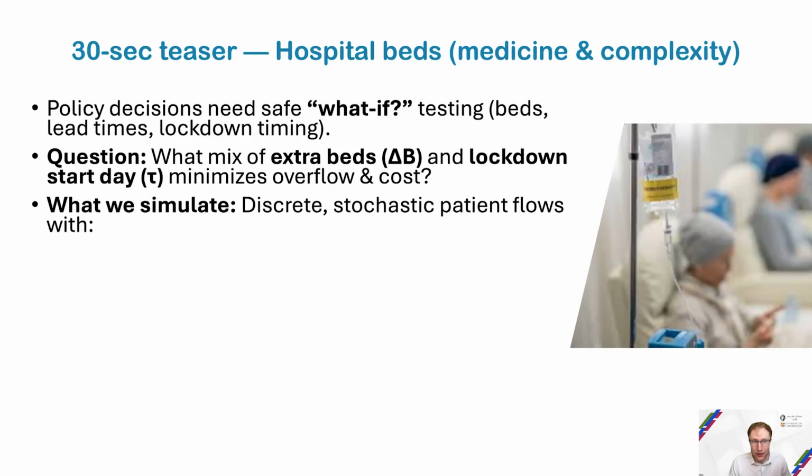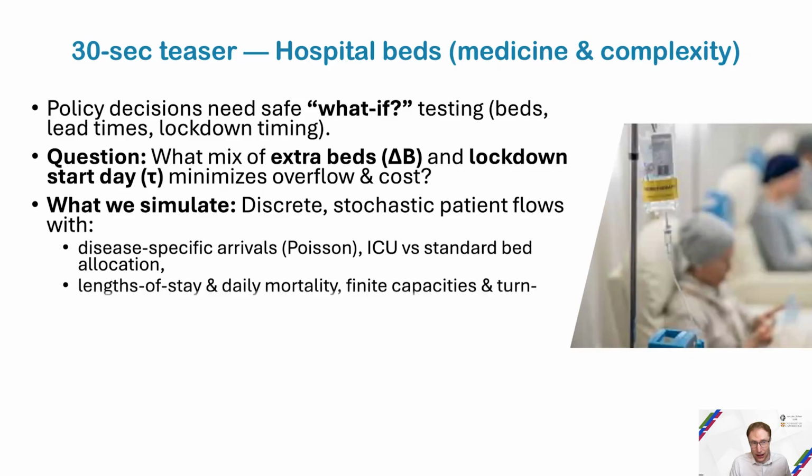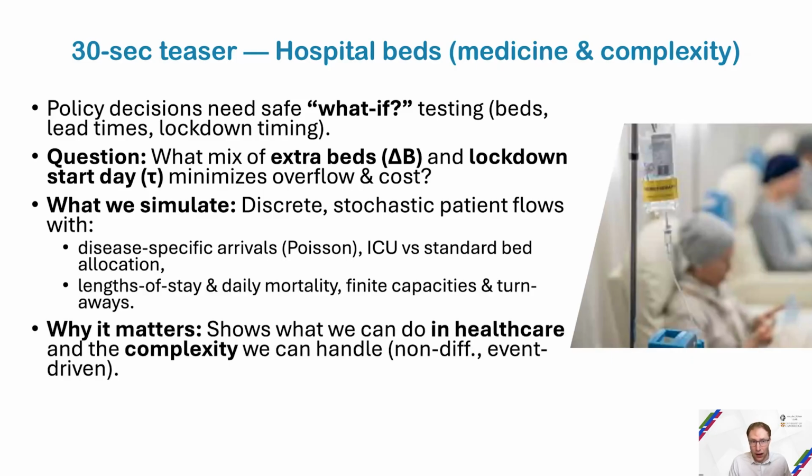And what's really key about this is that our work is one of the first to marry discrete and stochastic state updates, in this case patient flows, because we can model stochastic transitions, things like disease-specific arrival rates from Poisson distributions, really any distribution that can be coded, ICU versus standard bed allocation, or lengths of stay and daily mortality and finite capacities. And really why this matters.